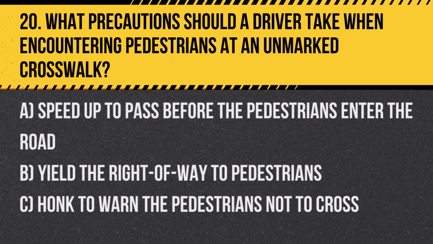Question 20. What precautions should a driver take when encountering pedestrians at an unmarked crosswalk? A. Speed up to pass before the pedestrians enter the road. B. Yield the right-of-way to pedestrians. C. Honk to warn the pedestrians not to cross. Answer: B. Yield the right-of-way to pedestrians. Drivers are required to yield to pedestrians in all crosswalks, marked or unmarked, ensuring pedestrian safety.